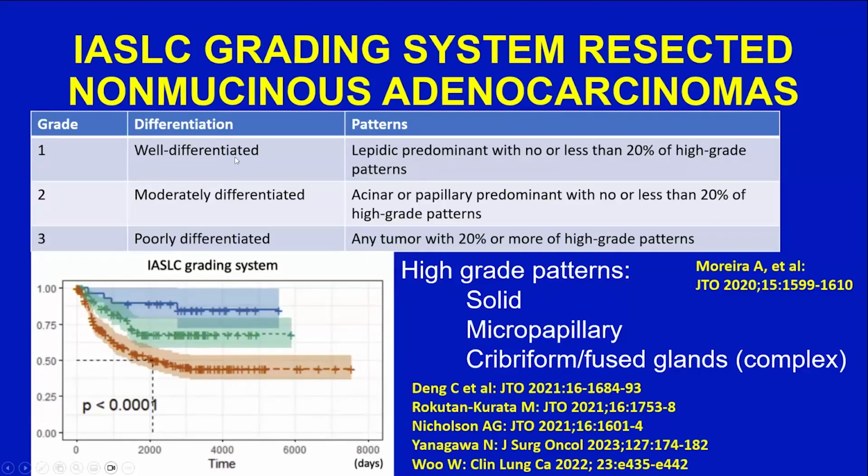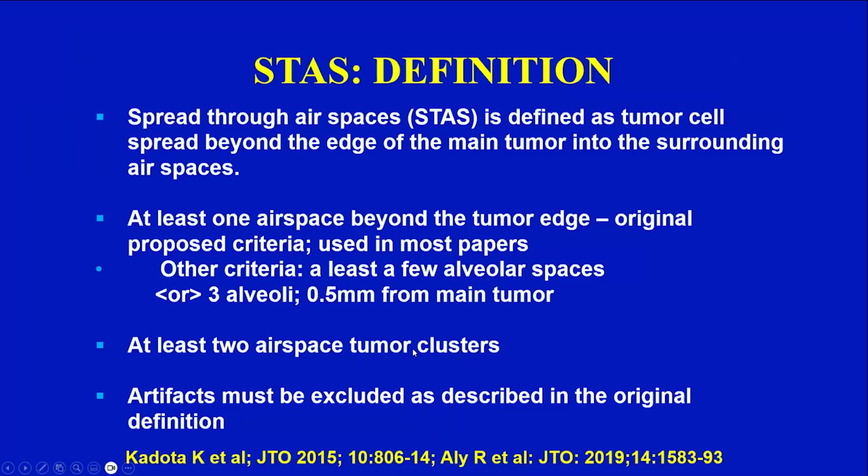So the well-differentiated tumors were lepidic predominant with no or less than 20% high-grade patterns, moderately differentiated acinar or papillary predominant with no or less than 20% high-grade patterns, poorly differentiated any tumor with 20% or more of high-grade patterns. The high-grade patterns are solid, micropapillary, cribriform or fused glands or complex glands. And there's a whole lot of literature about this validating it. And here you can see the survival curves nicely demonstrate significant survival.